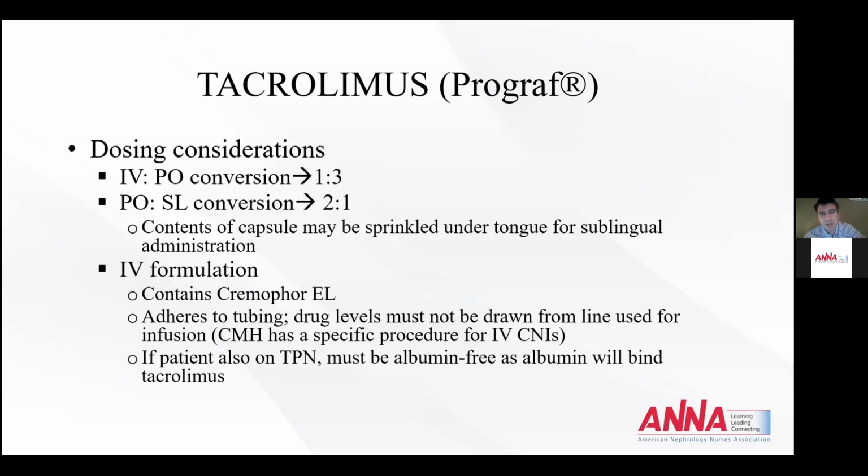I'm not going to go into a lot about it other than just be careful, like little nursing tips: it adheres to tubing. So you can't really draw any drug levels from the line you're using if you're giving it through there. You would actually need a separate line if you're drawing for that. So you really don't want to be drawing your trough levels from the line you're giving the actual medication through because it binds to it. And then if you're on TPN, it must be albumin free, as albumin will bind to the tacrolimus.